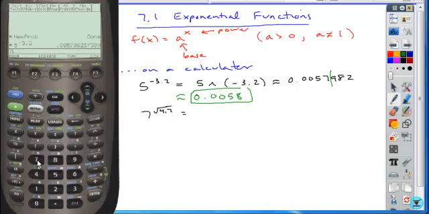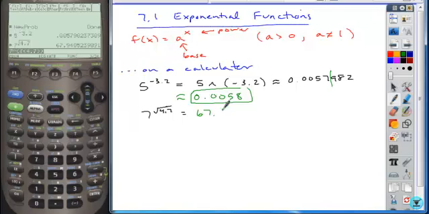Okay, when you evaluate this, you type in the key 7 to the power of, in parentheses, you're going to put the whole square root of 4.7. The first set of parentheses will close the square root. The second set will close off the power. You've already entered it as a decimal, so the display should be in decimal form. If we round it to the nearest 4 decimals again, we get 67.9405.